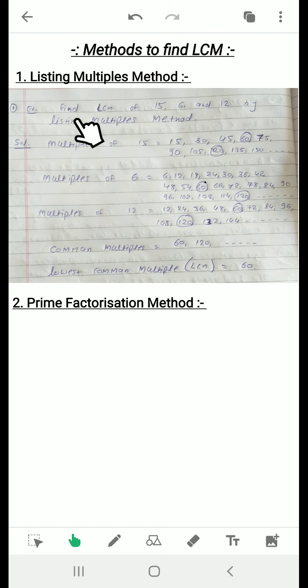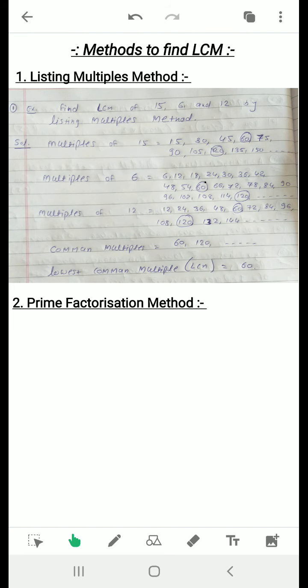The question is: find the LCM of 15, 6 and 12 by the listing multiples method. We need to find the LCM. So what we will do? First of all, we will write the multiples of all the numbers that are given. If there are 3 numbers given, we will write the multiples of all 3 numbers. If there are only 2 numbers given, we will write the multiples of the 2 numbers. If 4 numbers are given, we will write the multiples of all the 4 numbers.